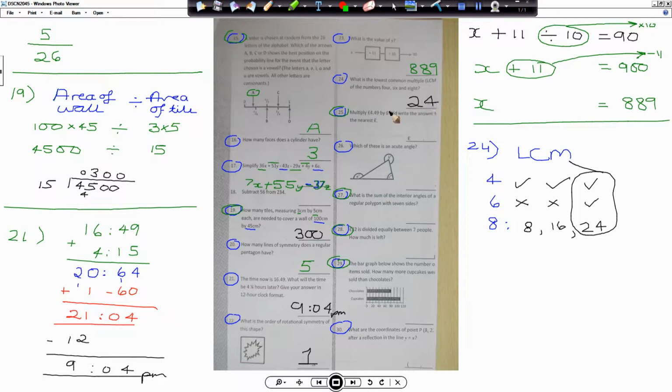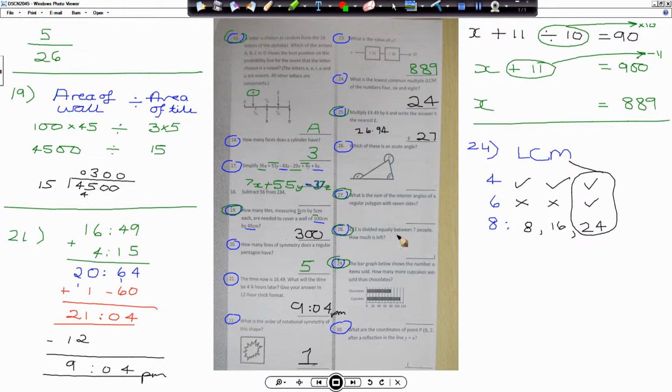So number 24, the answer is 24. Okay, done. Number 25. Multiply £4.49 by 6 and write the answer to the nearest pound. Well, £4.49 multiplied by 6 gives £26.94 as a standard calculation. Now if we round that to the nearest pound, that gives us £27.